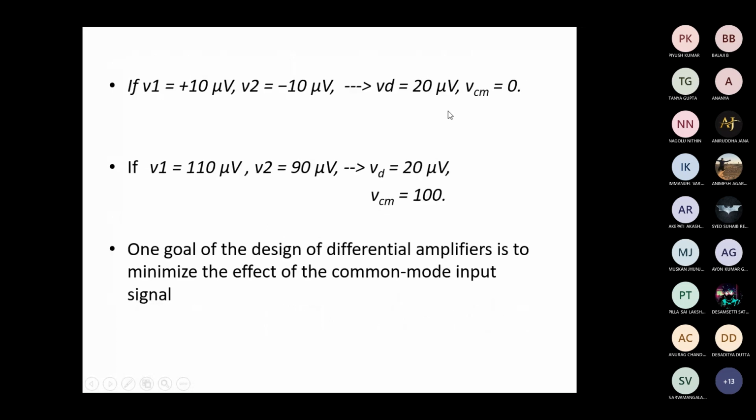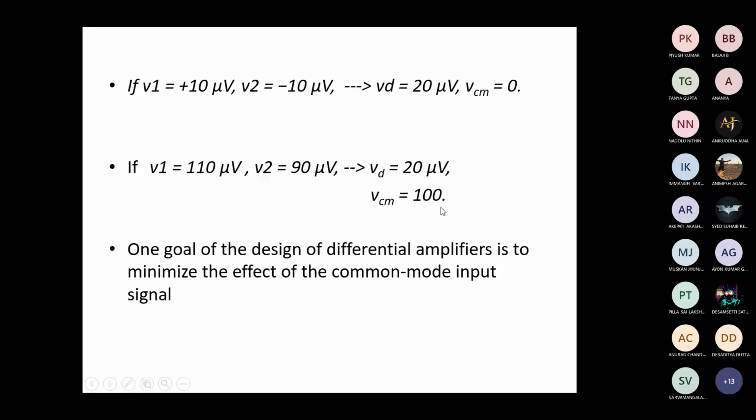This is a very simple example shown in terms of numbers. V1 is plus 10 microvolt, V2 is minus 10 microvolt. What will be the differential mode and common mode values? The differential mode will be the difference of the two input signals, which is around 20 microvolt. Common mode will be 0. Here both are plus and minus, so if you add, it will be 0. Similarly, in the other example, V1 is 110 microvolt, V2 is 90 microvolt. Here the difference signal is around 20 microvolt, and the common mode, if you take the average, is 100.